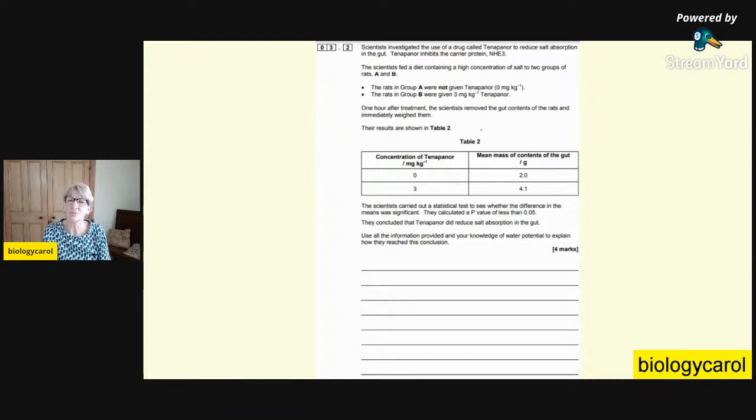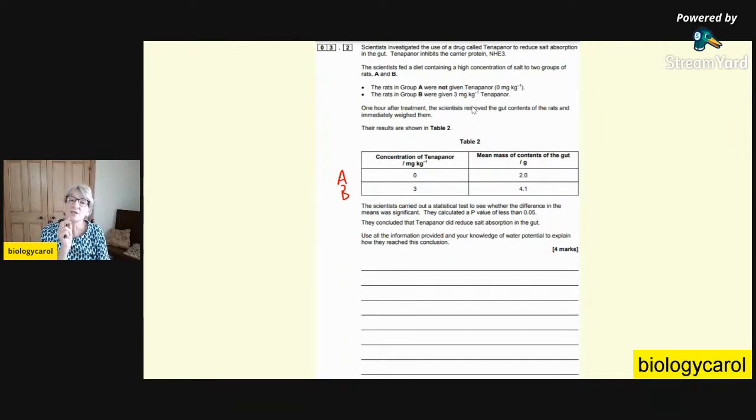An hour after treatment, the scientist removed the gut contents, not really sure I want to know how, and immediately weighed them. And the concentration, this is group A, this is group B. And the mean mass of contents doubled in the group with tenapanor.